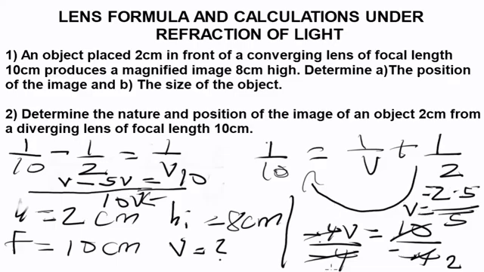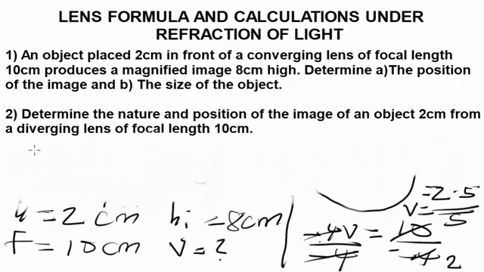So we now have our v to be minus 2.5. This is a negative value, which means this image is a virtual image, since it is a negative value. Had we got a positive value, it would have been a real image.